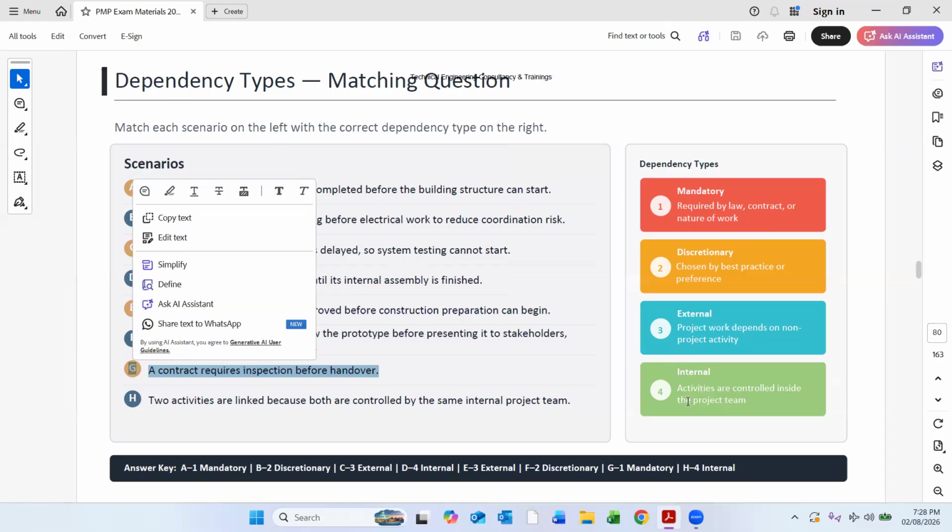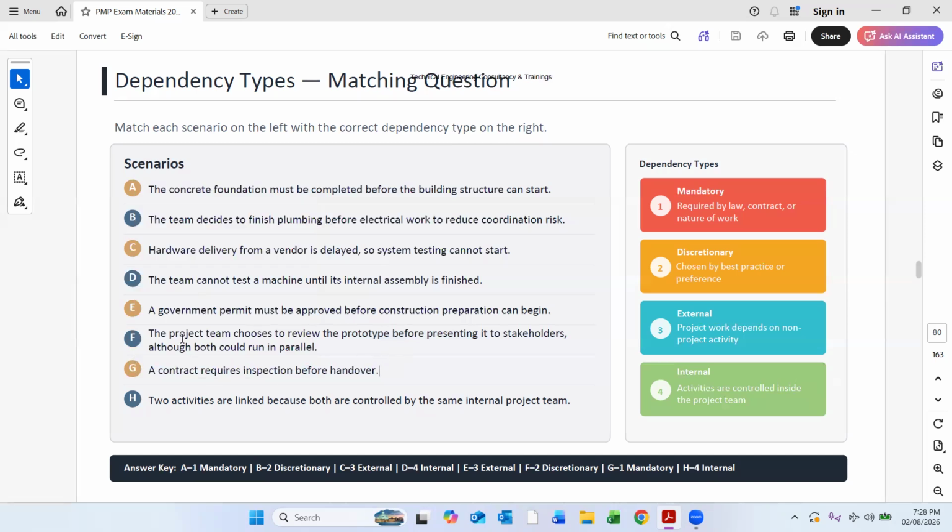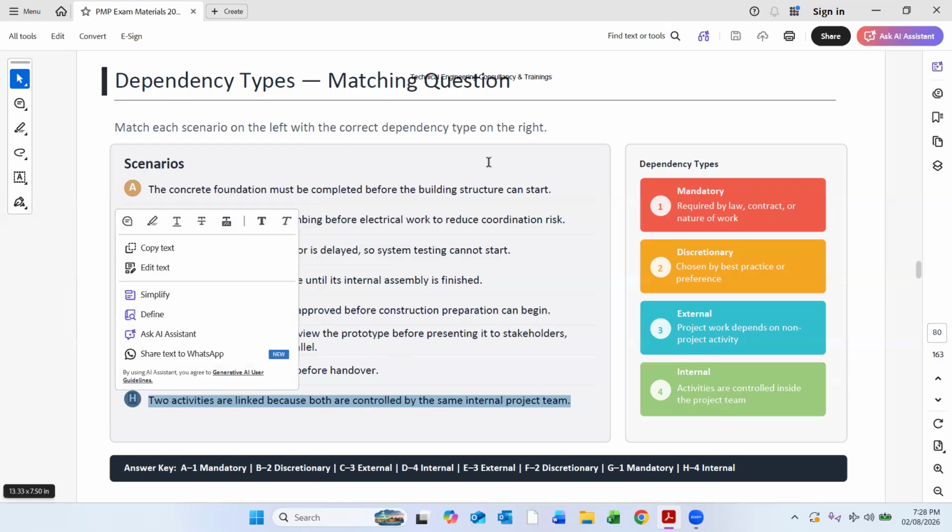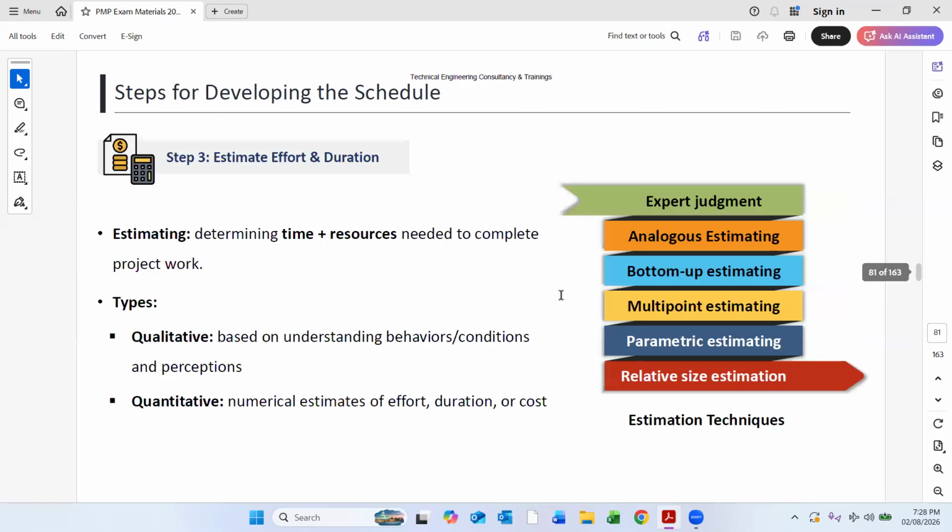Internal activities are controlled inside the project team, so this is number four, project team. Two activities are linked because both are controlled by the same internal project team. So this is internal. Okay.